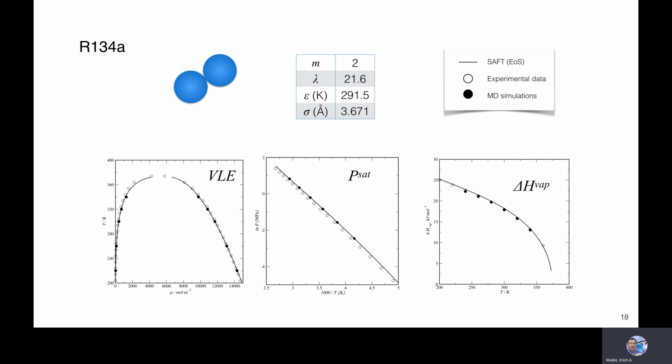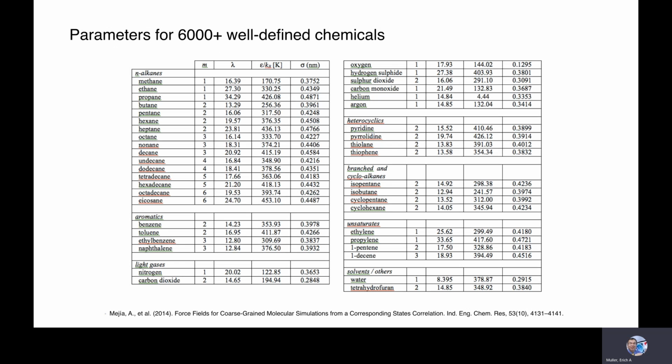The quality of fit is seen here for the case of R134a, which is a common refrigerant. The molecule is modeled as 2 tangent homonuclear beads, m equals 2. And you can see in the graphs the predictions from the equation of state as compared to the experimental data in open symbols and the simulation data, which is the solid symbols. And this, as I mentioned, is tabulated, and we have over 5,000 well-defined components for which we have parameters.